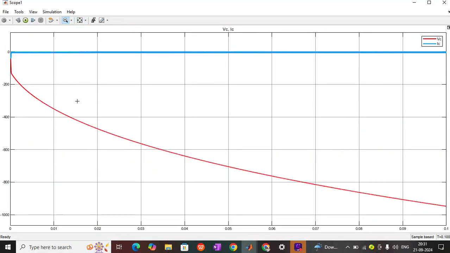So you can see here, what is the waveform of the VC? VC keeps on decreasing, decreasing, decreasing till the capacitor is completely charged. And if we continuously keep that circuit turned on, maybe the capacitor will blast, right? So this thing will happen. You should know that in the boost converter the output capacitor voltage keeps on increasing, while in the buck boost converter the capacitor voltage keeps on decreasing, decreasing, decreasing.